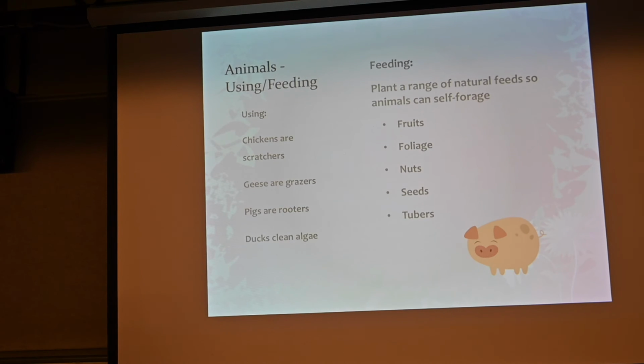Using and feeding, if you're going to keep them on site and you don't want to bring inputs in, then you need to provide fruits, foliage, nuts, seeds, tubers. But how or what they do: chickens are good scratchers, and they're usually the first that you would bring on the land. Geese are going to graze, so they're going to eat down the weeds. The pigs are going to root out the soil. But if you bring the pigs into an orchard, they may tear up the roots. And ducks clean algae. However, those little fertilizer packets they leave are pretty messy.